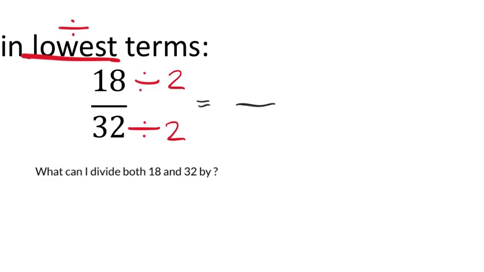Now, without doing the long division, which is just to save time, 18 divided by 2 is 9. 32 divided by 2 is 16. Oh, actually, I thought that was going to need more division there. It looks like the only value I can divide these by is 2.